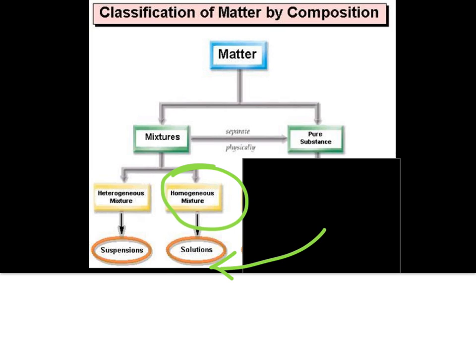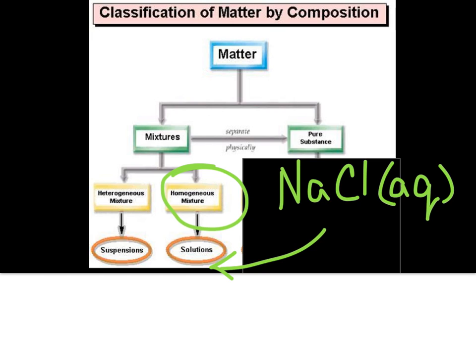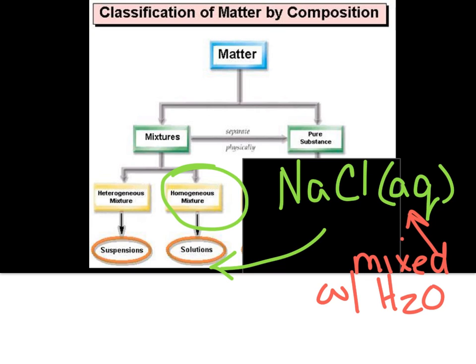Solutions are homogeneous mixtures. When we write homogeneous mixture formulas, we have a little symbol that we write after the formula. That symbol is aq. aq means mixed with water. So in this case, I have NaCl, which is sodium chloride, table salt, mixed with water. When you see this aq, it's automatically a mixture. Most of the time, when you have an aq after it, it is a homogeneous mixture.